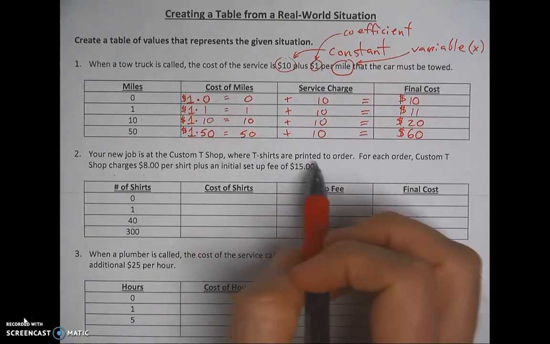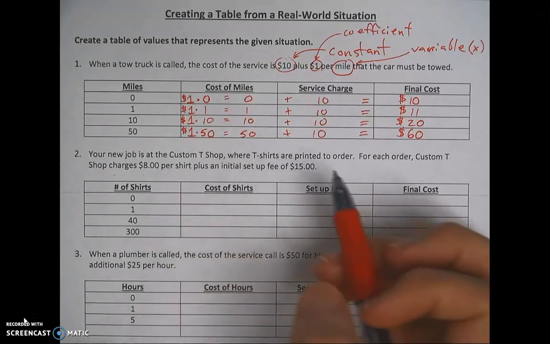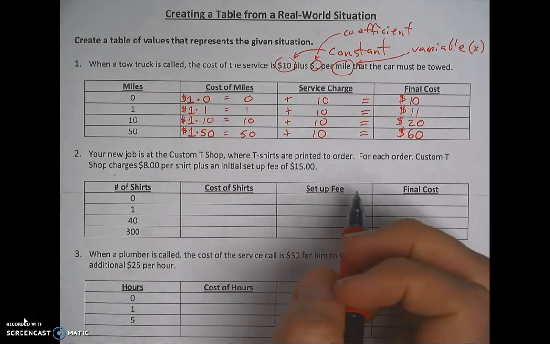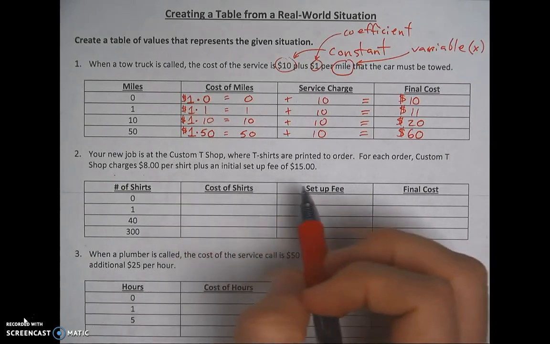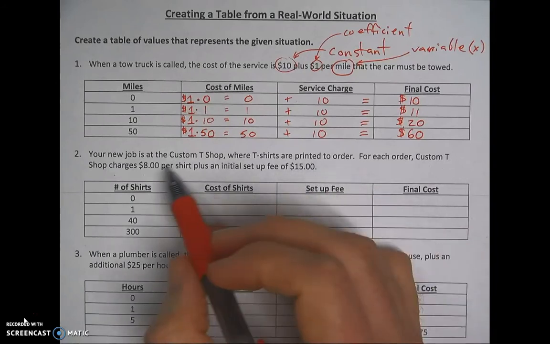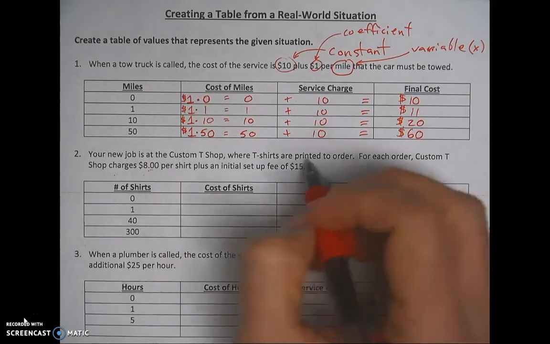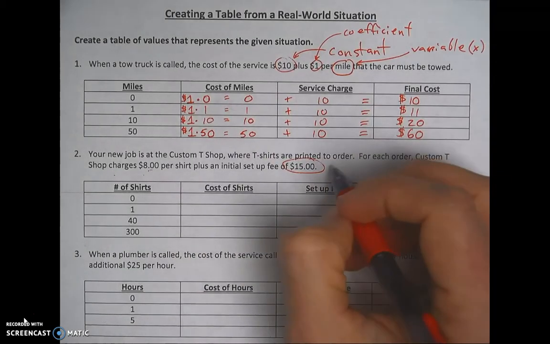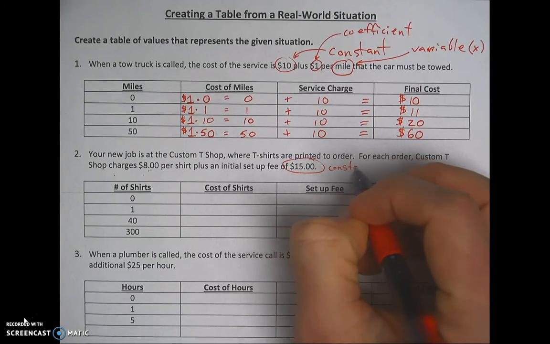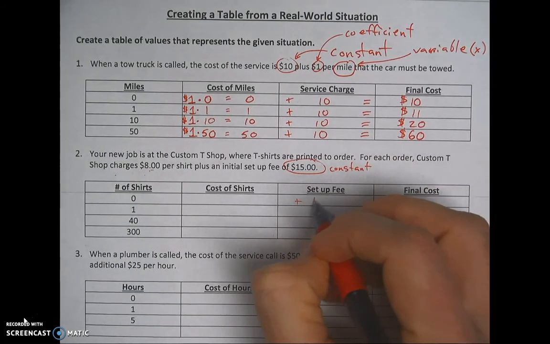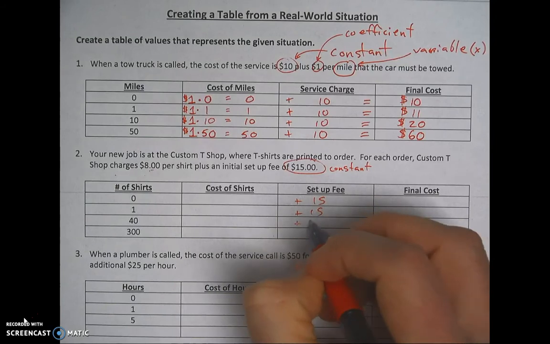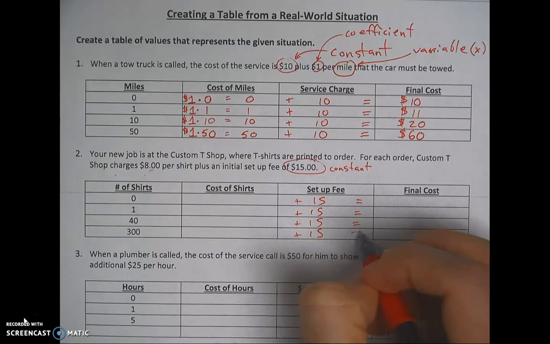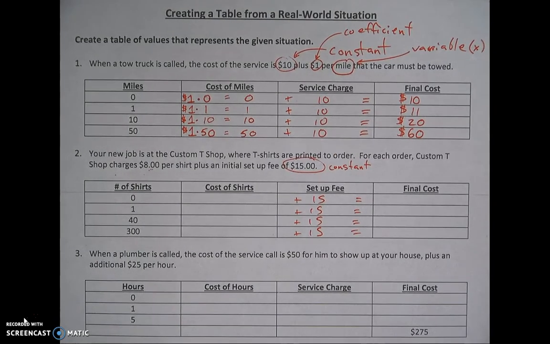So even if you only want to get one shirt, you still have to pay that setup fee. If you're buying a ton of shirts, a $15 setup fee is no big deal when you're going to print off 100 shirts. It's a tiny little fee. But for one shirt, it seems like a lot. The actual setup fee costs more than the shirt itself. So this $15 is in every situation. It doesn't matter how many shirts you order. So that's our constant. Let's put our constant in here. It's going to be plus 15 on every single one of these. We're going to add that to the cost of the shirts, and that gives us a final cost.